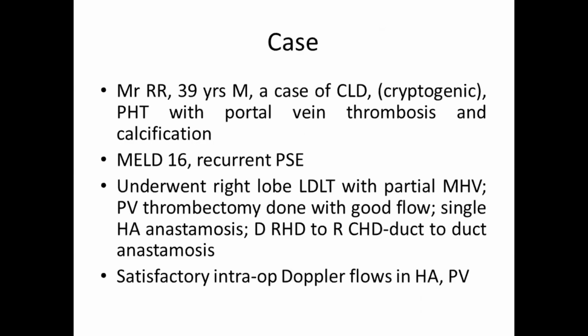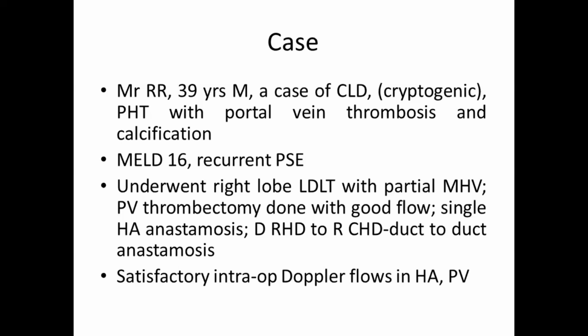Now, quickly coming to the second important complication after liver transplantation, and that is early portal vein thrombosis. Like Dr. Olivia alluded to, at times portal vein thrombosis can produce an allograft failure. So let's again run through a clinical case. This is a gentleman who had cryptogenic cirrhosis and who had portal vein thrombosis with calcification. Please remember, one of the most important predisposing factors for portal vein thrombosis in the liver transplant scenario, in the graft, is the existence of portal vein thrombosis in the patient prior to the transplantation.